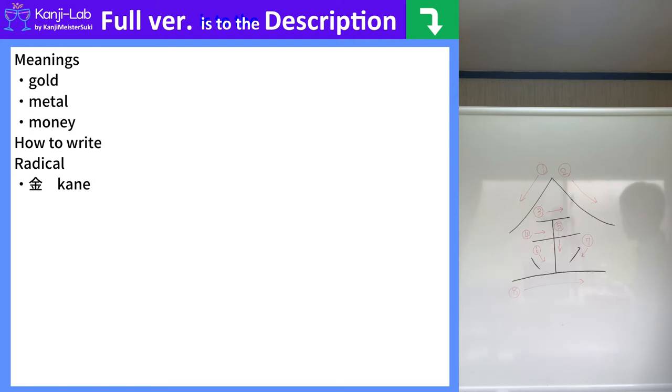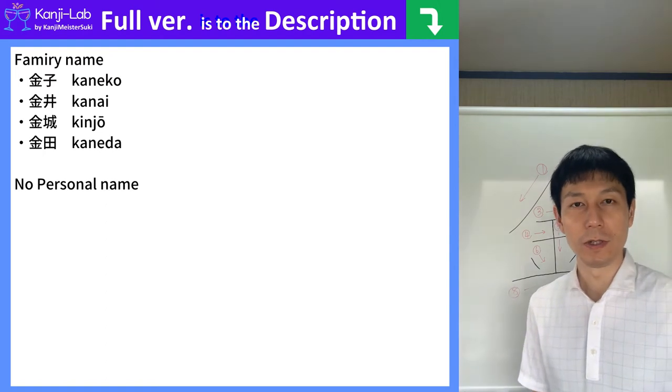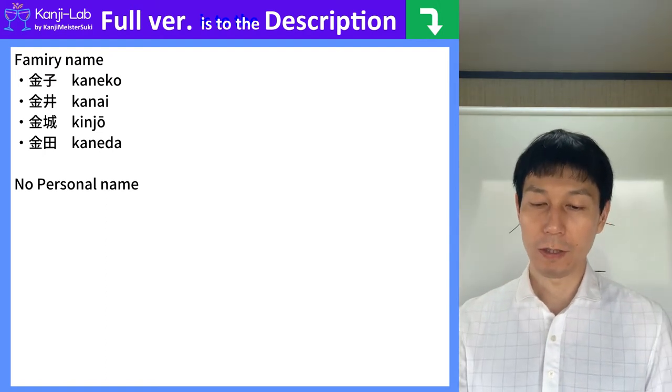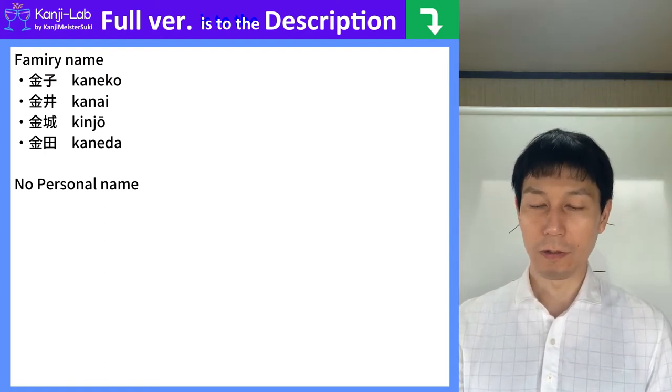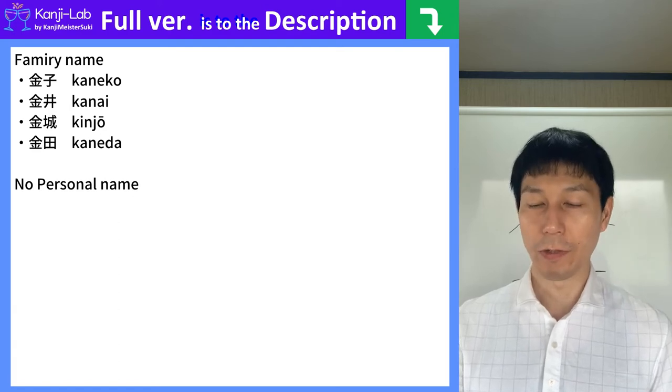The radical of this character is kane. This character itself is a radical, a basic character. Next, I will introduce family names in Japan. Here are some family names that are particularly common in Japan.